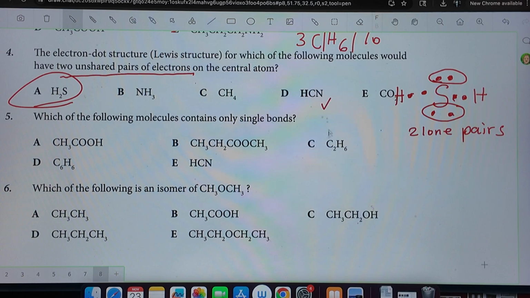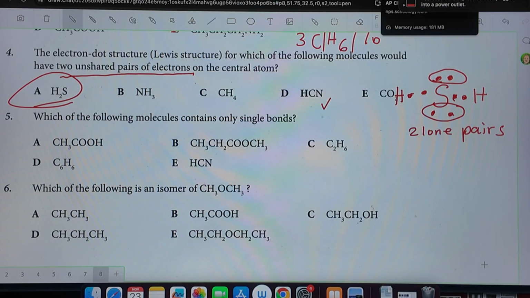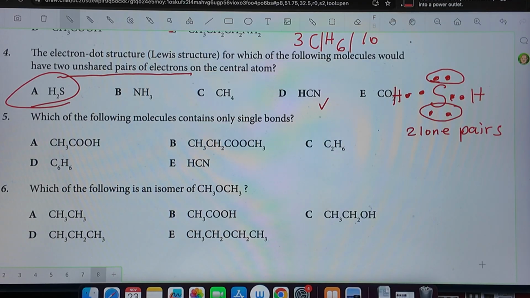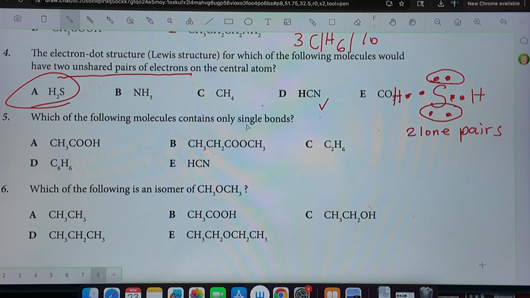There we go. Which of the following only contains single bonds? Low battery. Here, let me take care of that. Here we go. Okay, only has single bonds. So let's check this out. Definitely not this one.